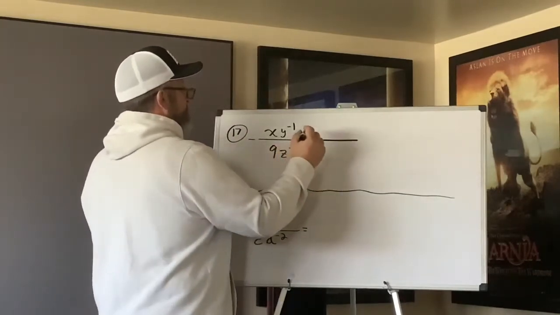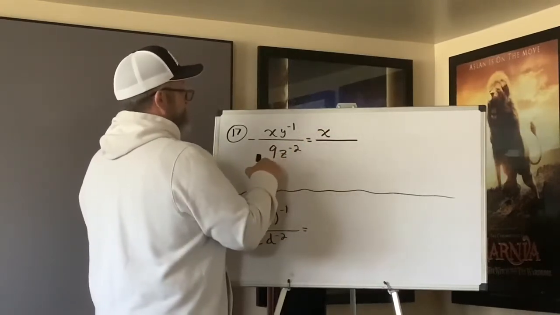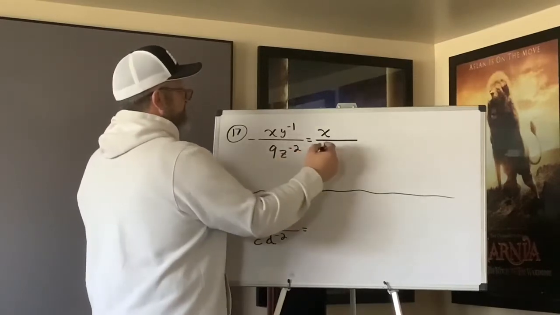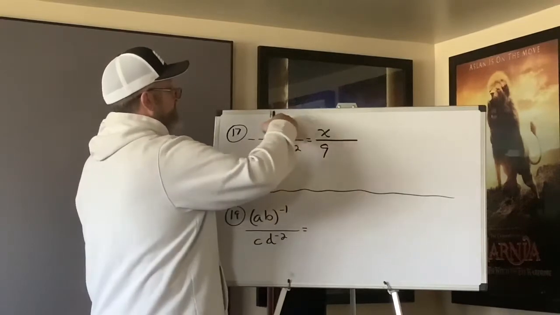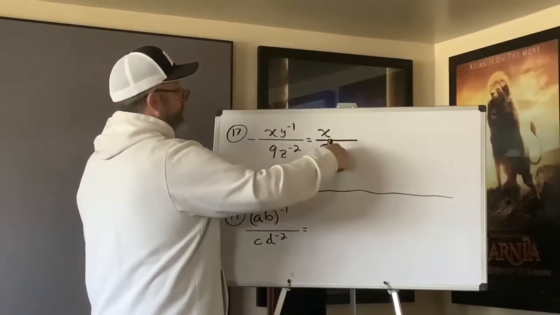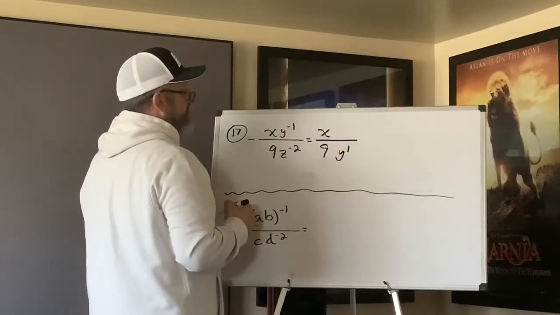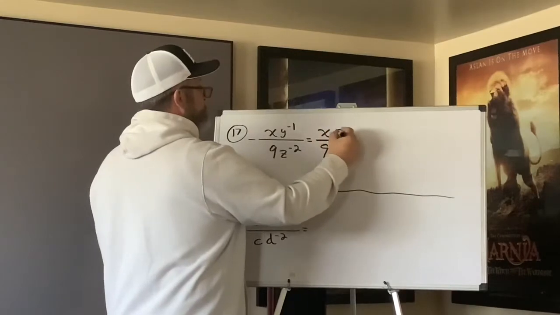So I'm going to go x, right? And my 9, is it being raised to a negative exponent? No, so it's going to stay on the bottom. Now my y to the negative 1, a negative exponent, I'm going to move it to the bottom, and it becomes a positive 1. And then a z to the top, z squared.